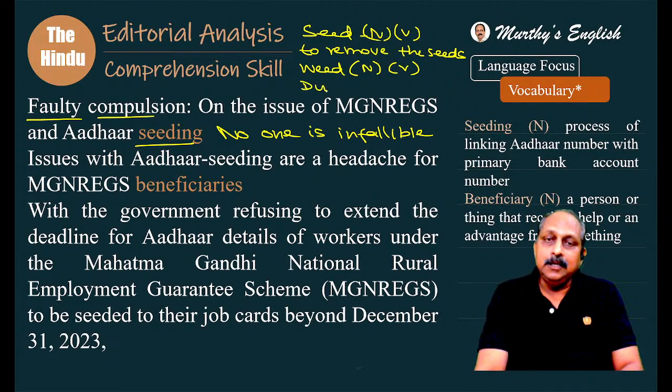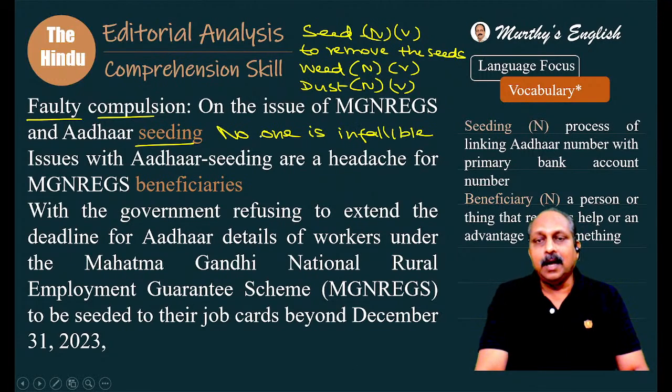And they have given these many a time in different competitive exams. Dust. Dust as a noun, a negative word. Dust as a verb, a positive word. Remove the dust from the table or remove the dust on the table. Here it's a noun. Remove what? Dust. But I dusted the table. When I say I dusted the table, what does it mean? I removed the dust on the table, a positive meaning. All the three words you have to remember, but here seeding has a different meaning altogether.